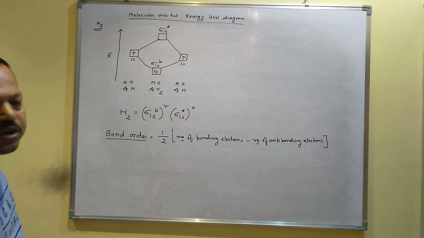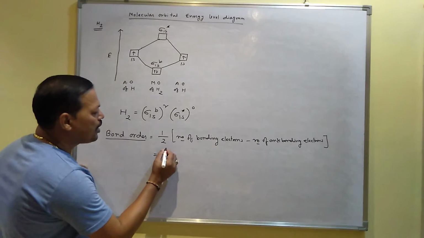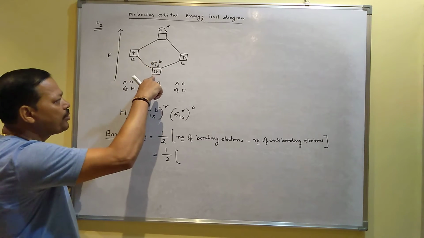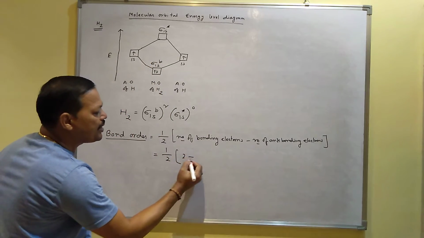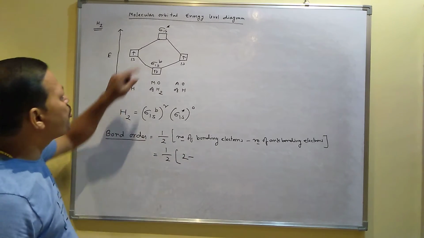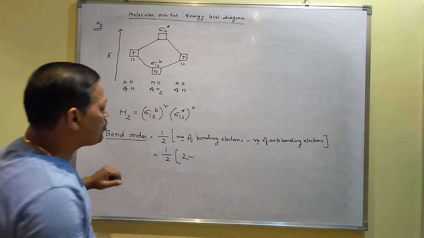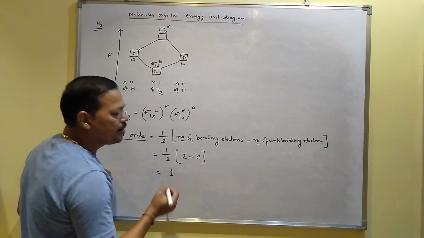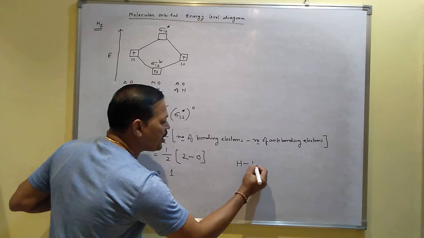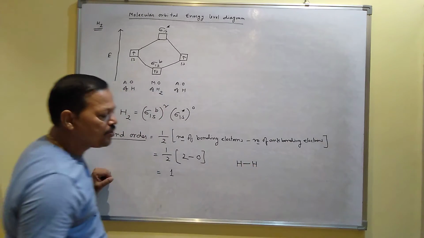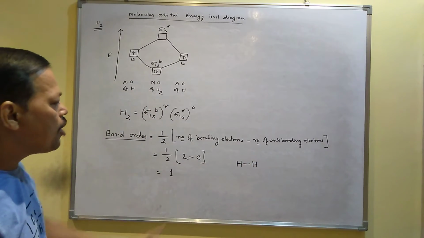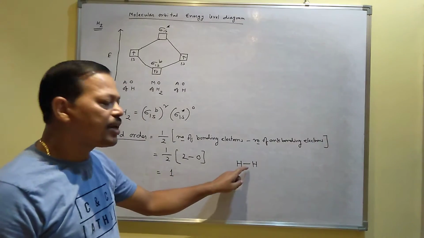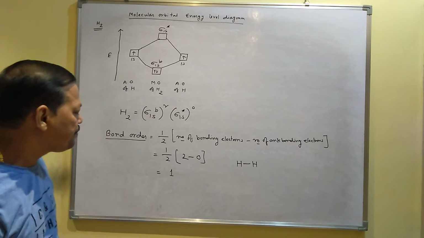In case of hydrogen molecule, half of the number of bonding electrons, this is the bonding molecular orbital, how many electrons are present? 2, minus the number of anti-bonding electrons, the anti-bonding orbital has 0 electrons, so 2 minus 0. So half of 2, what do you get? 1. That means hydrogen contains only one bond, a single bond. That's why bond order is 1. How many bonds are present in the molecule, that is the bond order. If it contains a double bond, you will get bond order 2, like that.